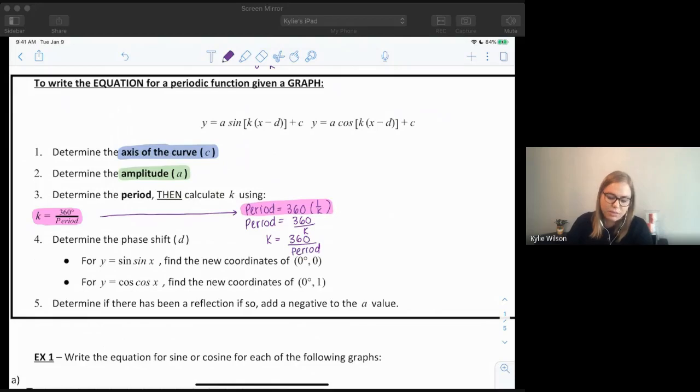Then we determine the phase shift. This is the one we're really going to be focusing on today. And if I'm looking at sine x, sorry, again, the signs double up. I have no idea why that continues to happen.